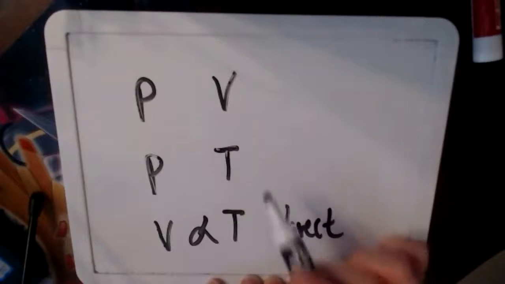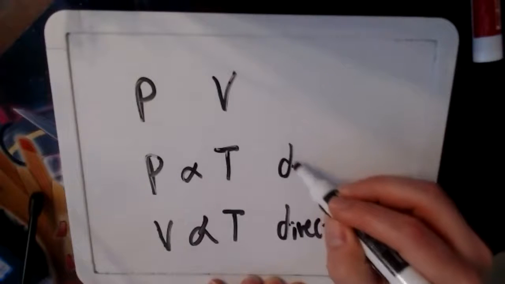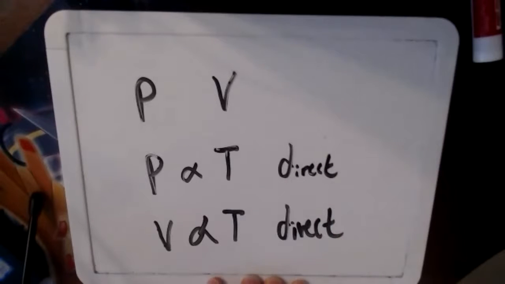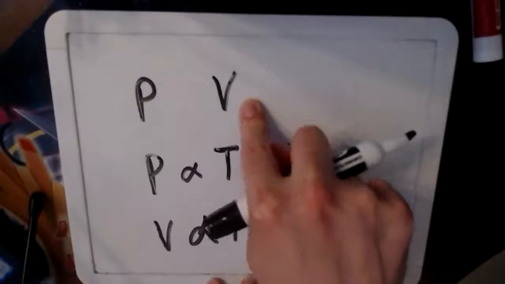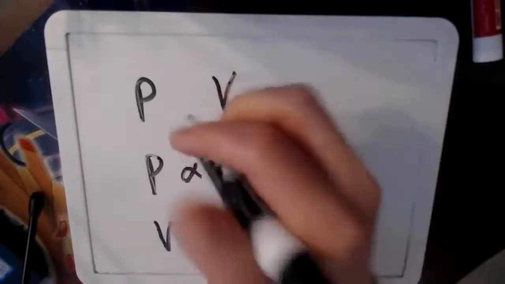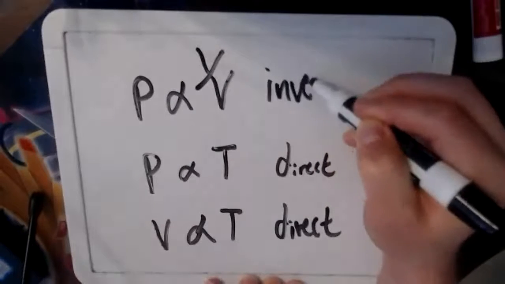We find that the relationship between pressure and temperature is also direct. I use this alpha for relationships. And then as you increase the volume of the container, the amount of collisions that the particles have are fewer, so the pressure of that system goes down. So we find an inverse relationship between pressure and volume.